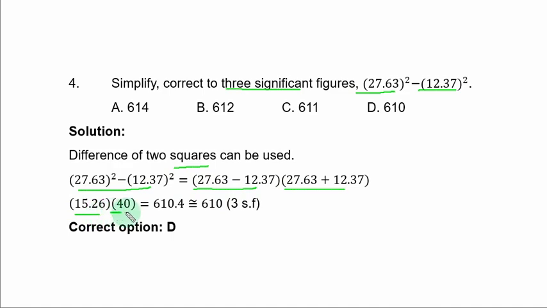If you add, you have 40. If you multiply, you have 610.4. So to 3SF, we consider 610. The next number is not up to 5. You round it down to 0. So you have 610. D is the correct option.